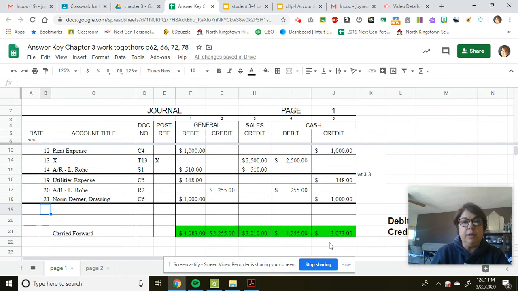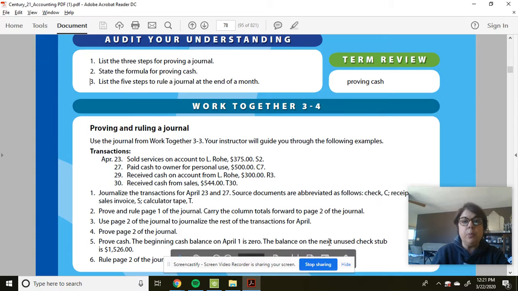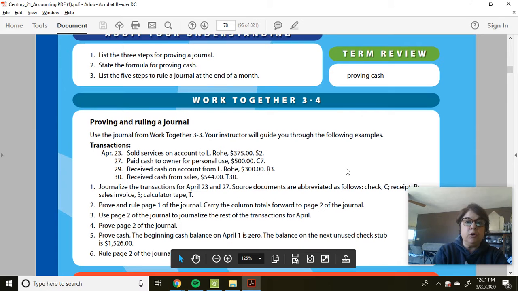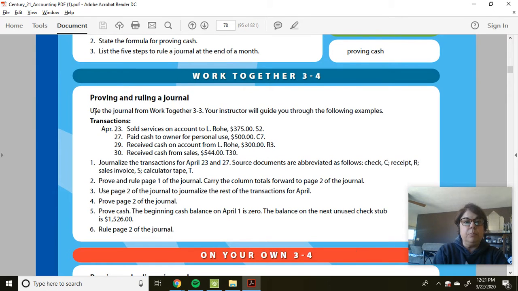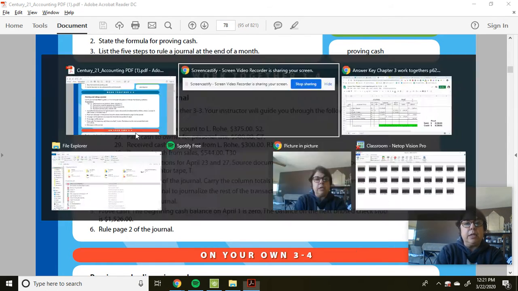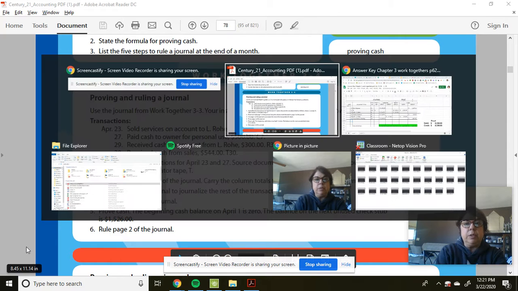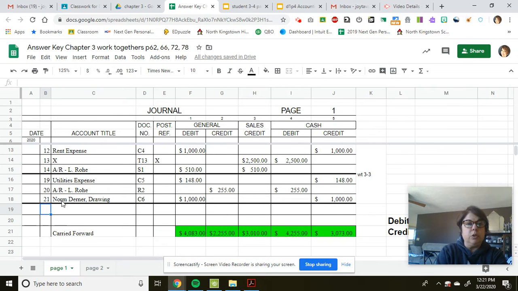On my screen, I have the PDF for the textbook also opened. I'm on page 78 at this point, and this is the work together problem for 3-4. We're still working in the same company, Norm Derner's company, and the month is April. So the last transaction that we worked on for this particular spreadsheet was on the 21st, where we paid cash to the owner for personal use.